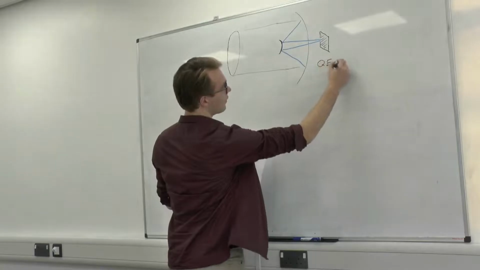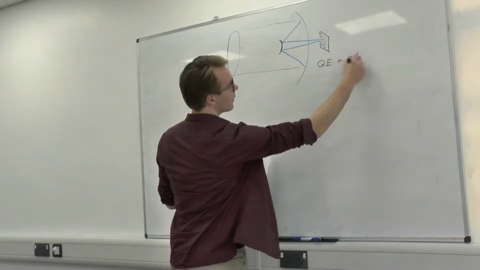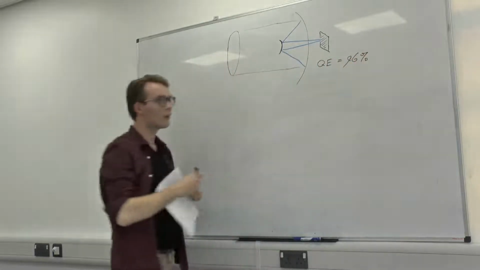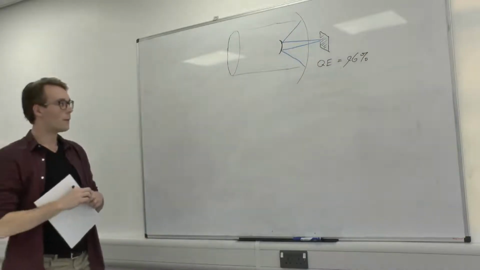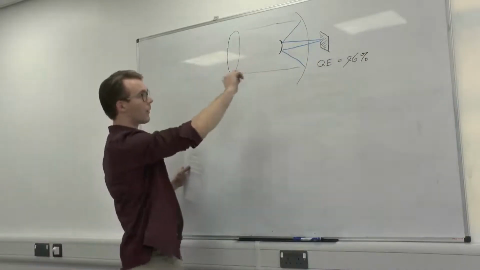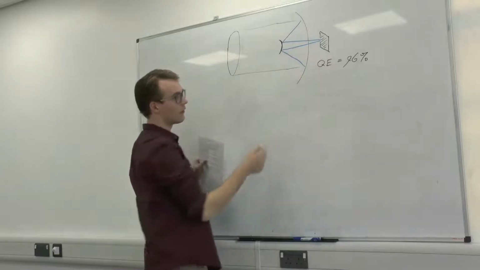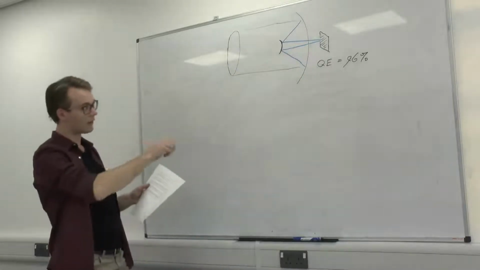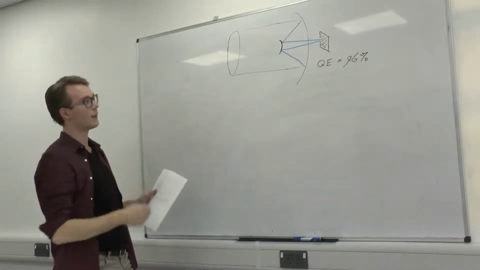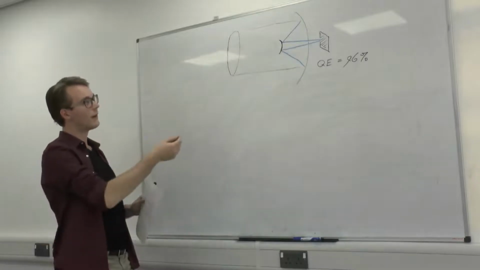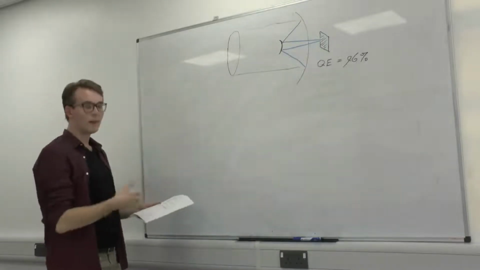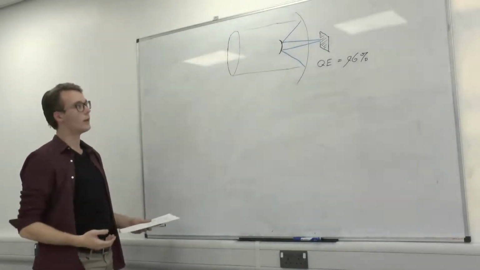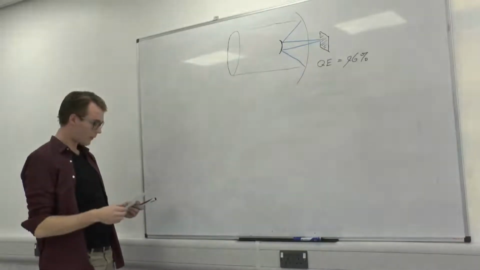The first question on this exam is, what does it mean to have a quantum efficiency of 96%? It means that when light comes in and a photon hits this detector, there is a 0.96 chance that that photon will actually be detected by the detector. So this particular detector will only detect 96% of all the light coming into it. So that's the first question.